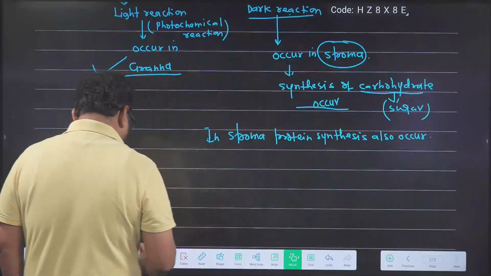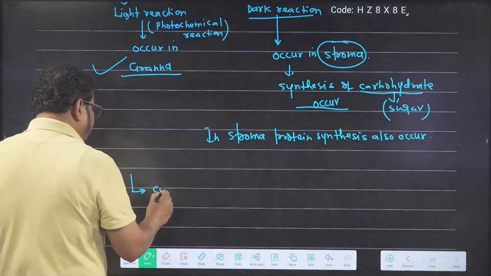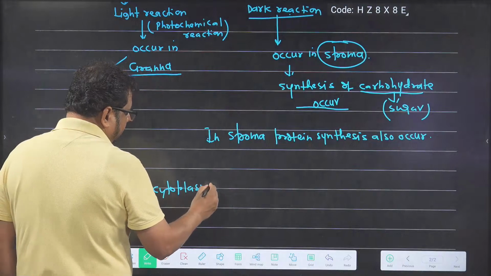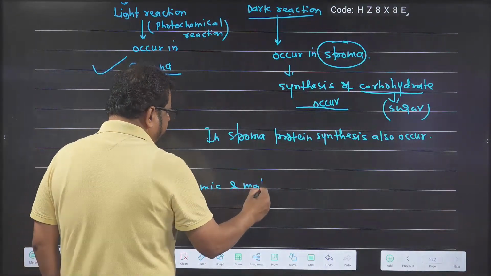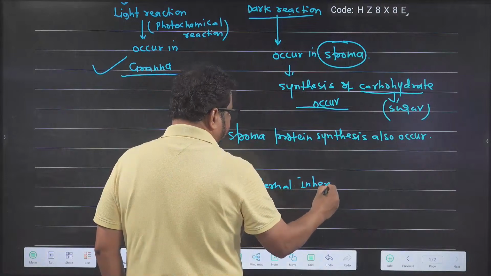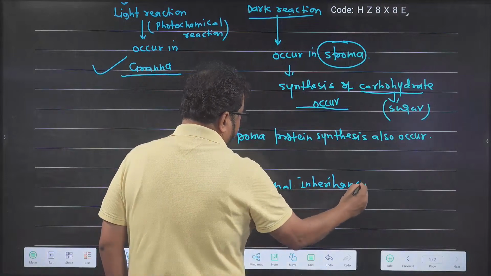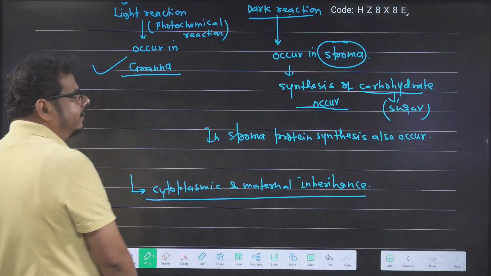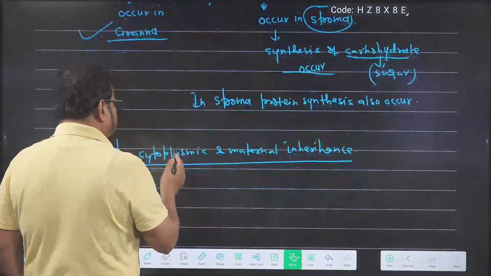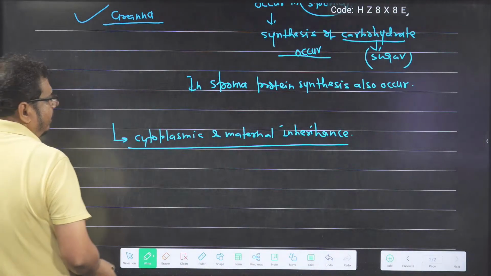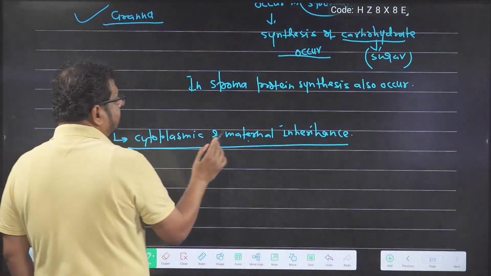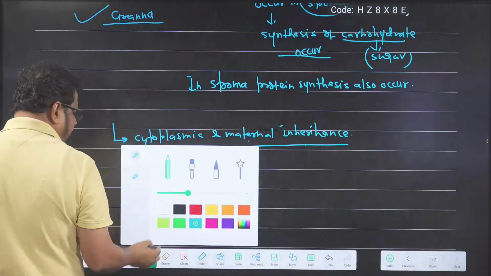Another function of the chloroplast is cytoplasmic or maternal inheritance. Like mitochondria, any cytoplasmic cell organelle, if it contains DNA, transfers its DNA to the next generation. And hence we say it performs cytoplasmic and maternal inheritance.